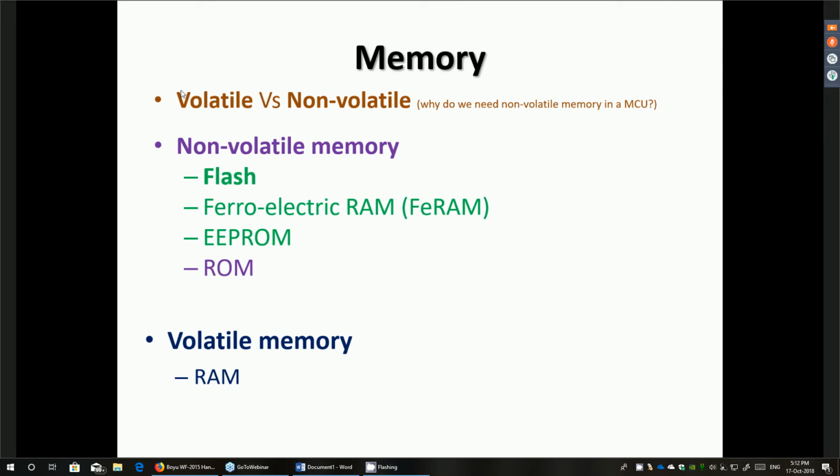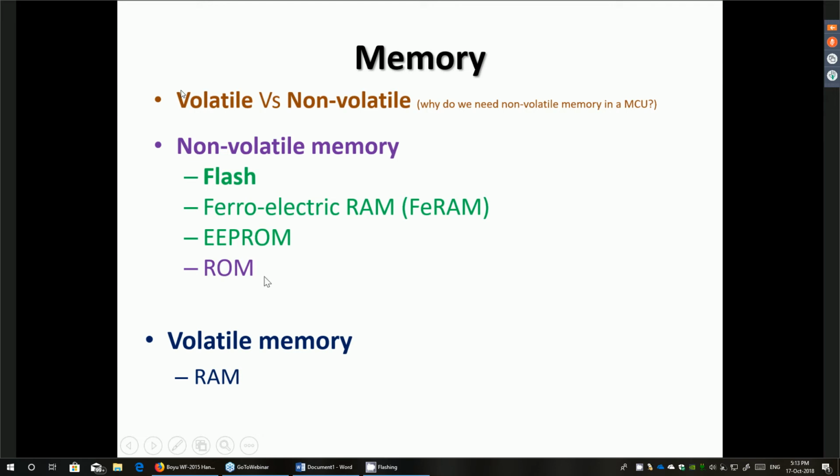But it also comes with a downside, meaning reads are destructive. Anytime you read data from ferroelectric RAM, that data is, quote unquote, destroyed, in the sense that the data has to be written again. Okay, and then EEPROM, students are very familiar with this, electrically erasable programmable read-only memory, and ROM.